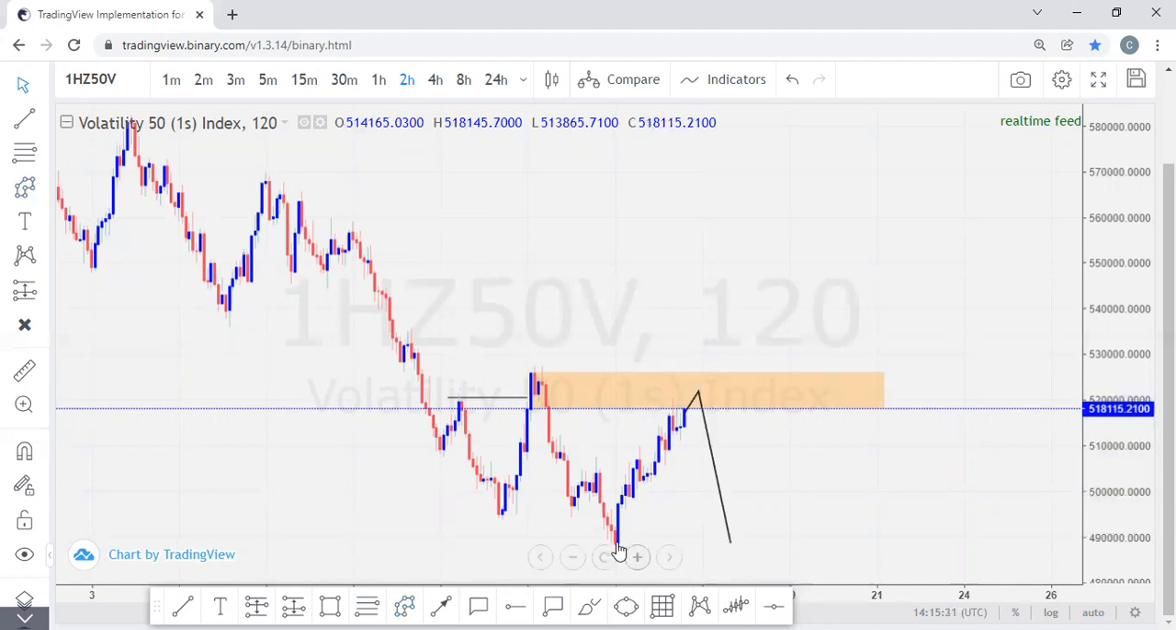So the market may come and form a double bottom or thereabout. So I'm looking at here for my TP. I'm looking to sell in this region and then take price down to this point. So I hope that you understand that.